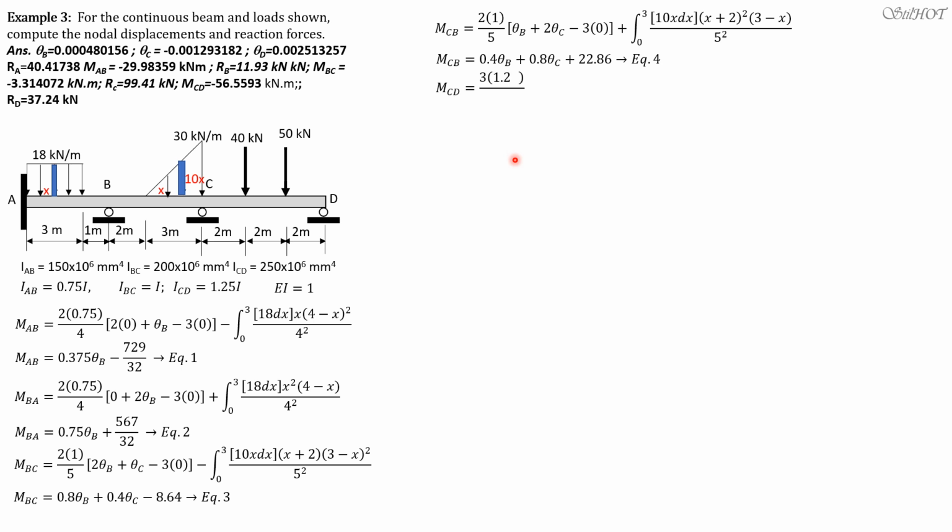So moment CD is 3 times 1.25 over L, 6, theta C minus 0, minus 40 times 2 times 4 square over 6 square, plus quantity, of course, 50 times 4 times 2 square over 6 square, minus 1/2, 40 times 2 square times 4 over 6 square, plus 50 times 4 square times 2 over 6 square, which is this.